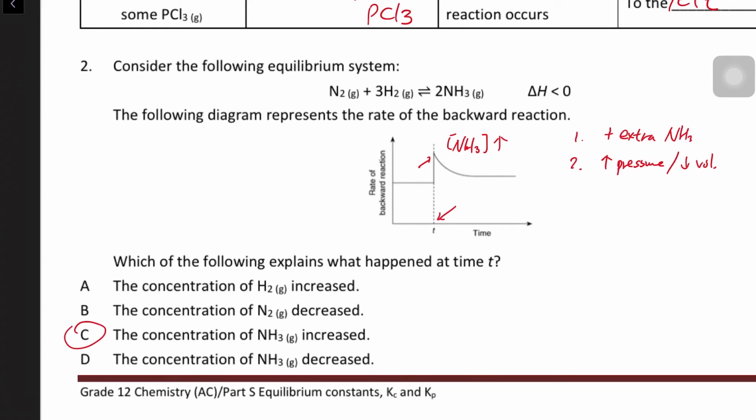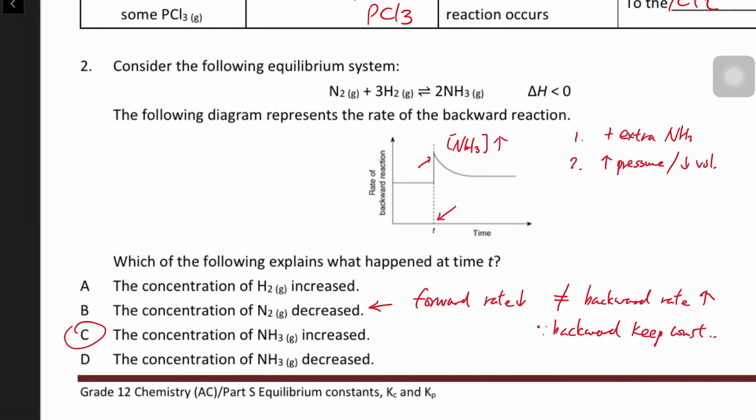This is a different story. For example, here, if we decrease the concentration of N2, then the forward rate will decrease. But it doesn't mean the backward rate increases. In fact, the backward rate keeps constant. So you should be careful of this.